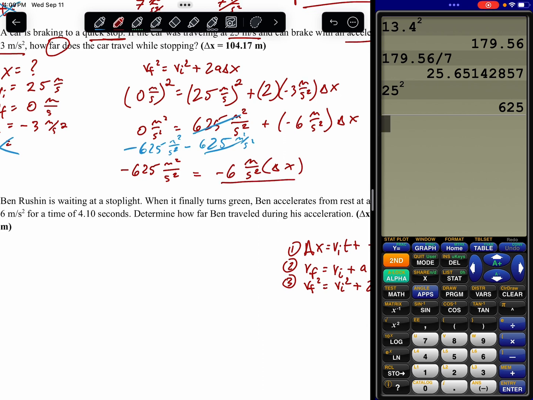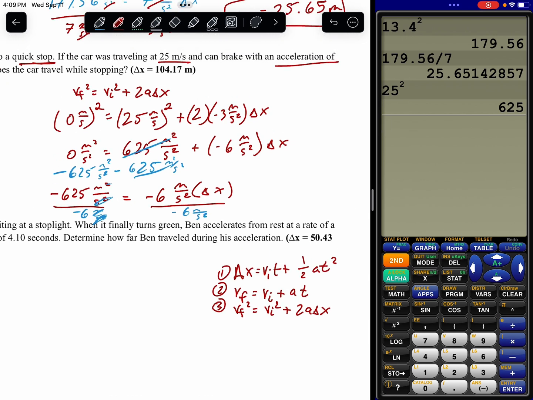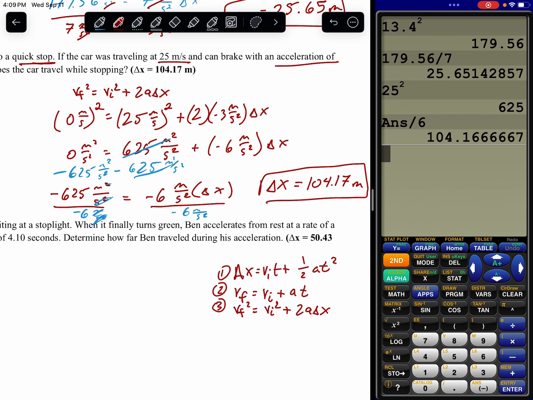And we're going to divide both sides by that negative 6 meters per second squared. Just like the previous question, the seconds squared goes away, and one of the meters goes away. That gets canceled. Sorry, getting a little squished right there. And so we're left with delta x is equal to 625. Negative 625 divided by negative 6 is going to give us a positive number, and it's going to be 104.17. The units are meters. Awesome. Let's move on.